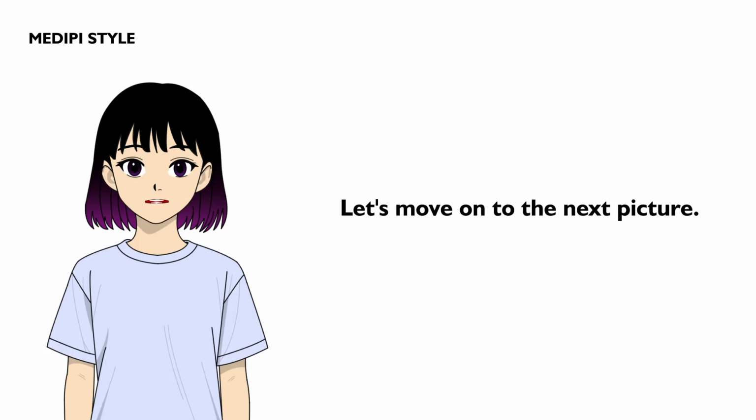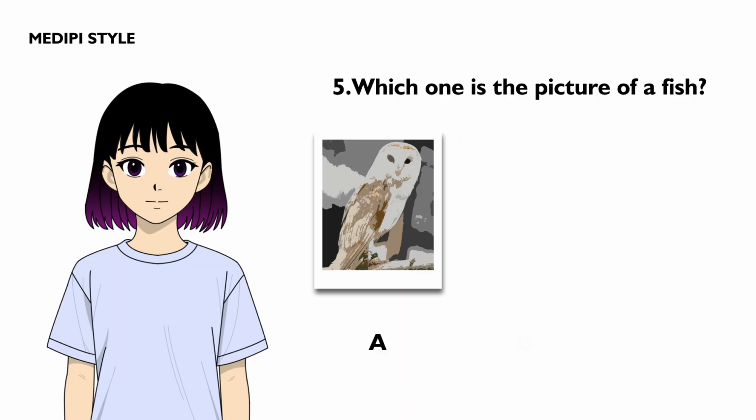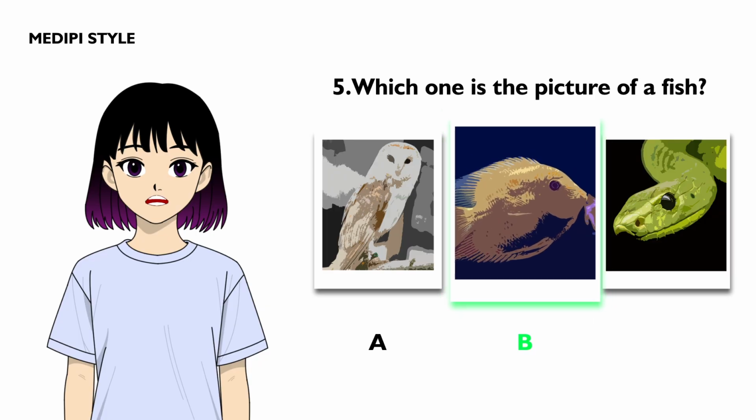Let's move on to the next picture. Which one is the picture of a fish? A, B, C. That's right. This is a fish.